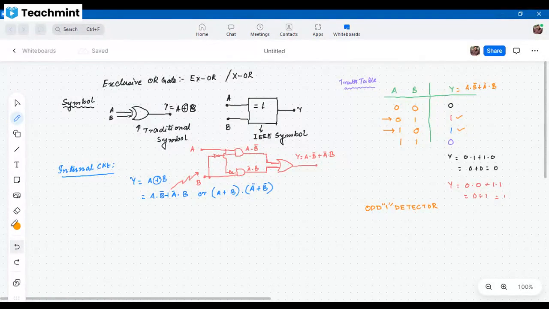That's why it is called odd one detector. Okay? Yes, sir. Yes, sir.